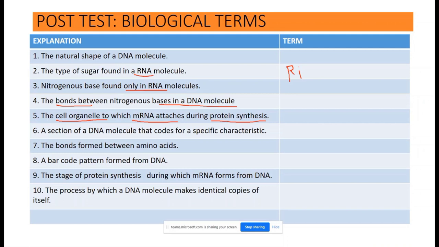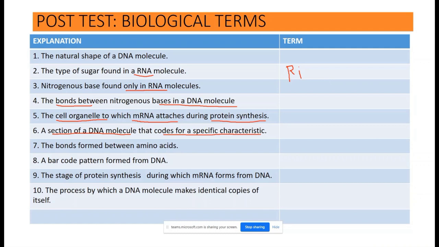Read very carefully number 5, because there are some of you that did not get number 5. I'm just going here through the chat. Most of you got it right. The organelle is ribosome, number 5. Number six, a section of DNA that codes for a specific characteristic, and that is a gene.